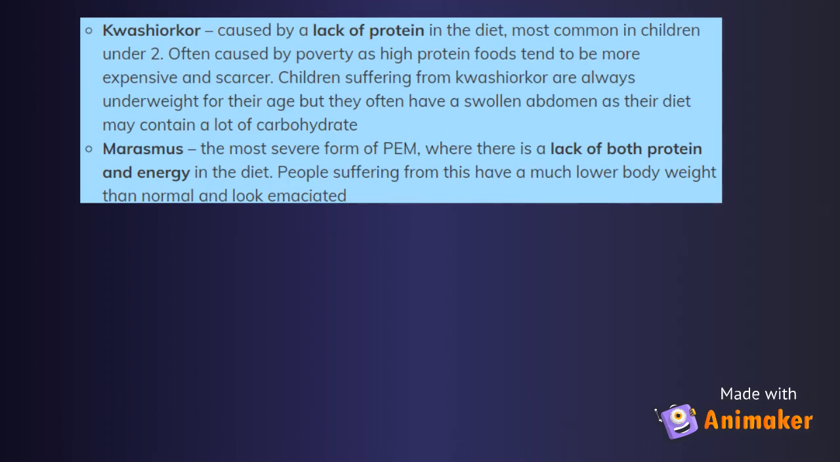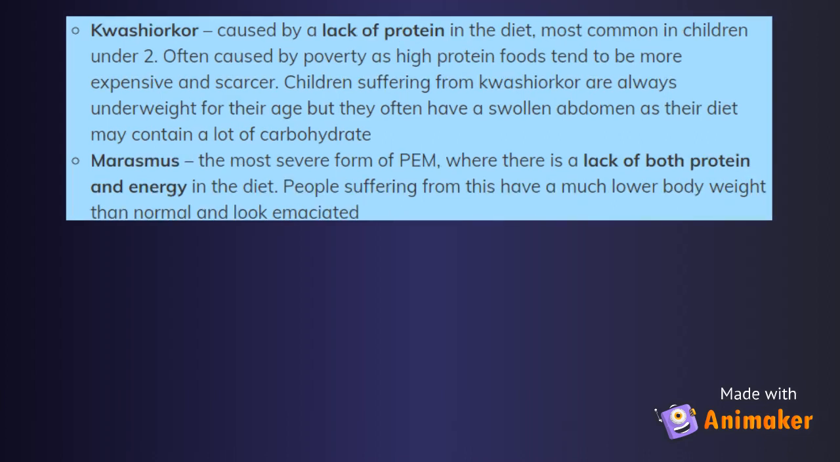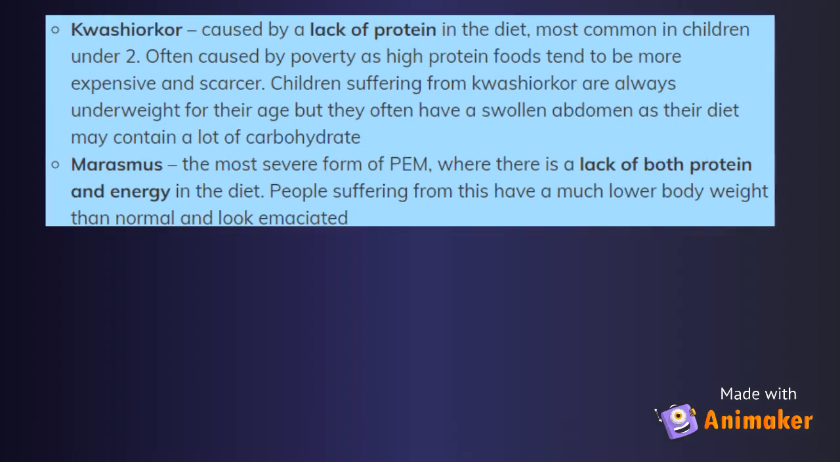This is caused because of poverty, because high protein foods are more expensive and scarcer, and that's why children suffering from kwashiorkor are always underweight, and they often have a swollen abdomen because the diet may contain a lot of carbohydrates rather than protein.